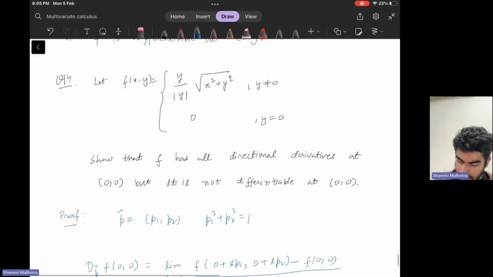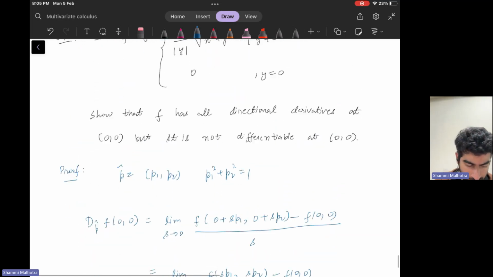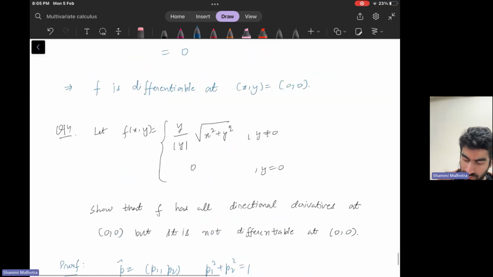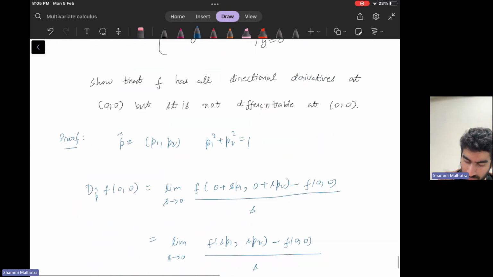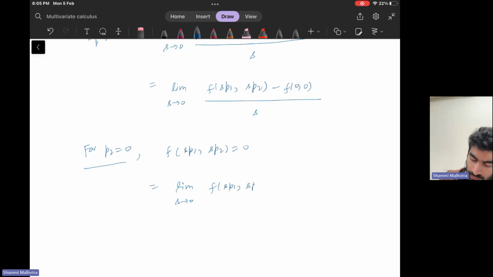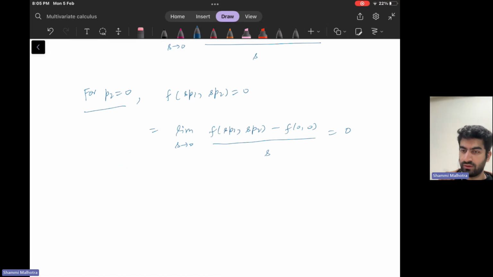But what we have here is, you have to see whether p2 is 0 or non-zero. Depending upon that, we have different definitions. So for p2 equal to 0, I know that f(sp1, sp2) is 0 only. So the limit s tending towards 0 of (f(sp1, sp2) minus f(0,0)) whole divided by s is 0 only, because the numerator is 0 only.